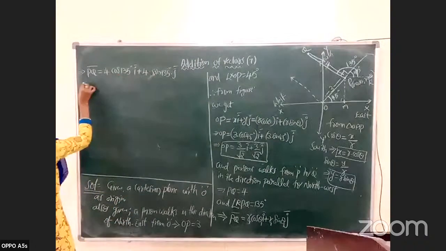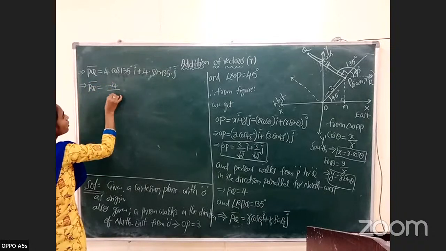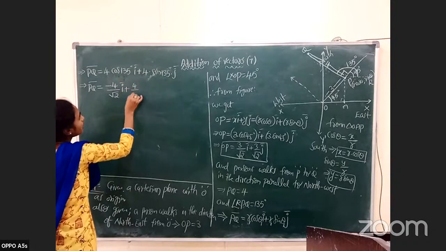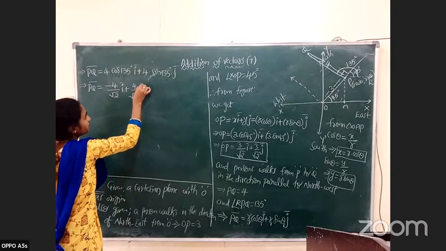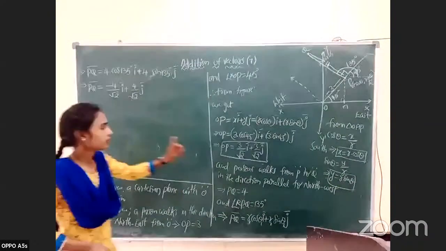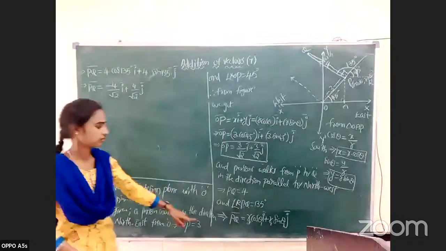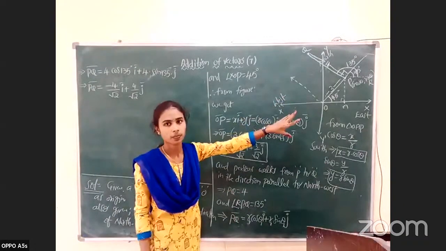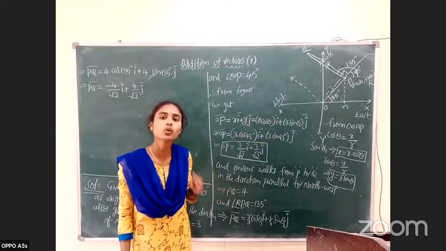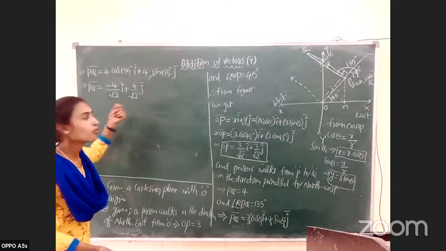So that implies the vector PQ is equal to minus 4 by root 2 i plus 4 by root 2 j. So we get the vector OP, and similarly vector PQ, by using the given information. But we have to find OQ. We have to find the vector OQ. So by using these two vectors we can find OQ simply.